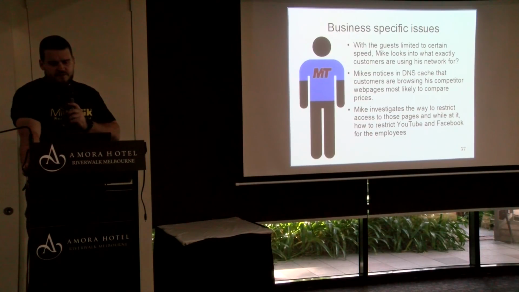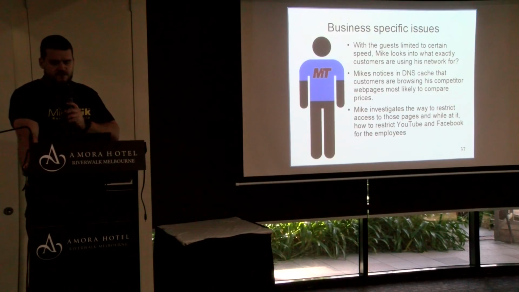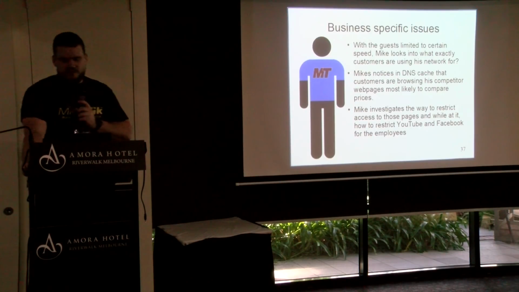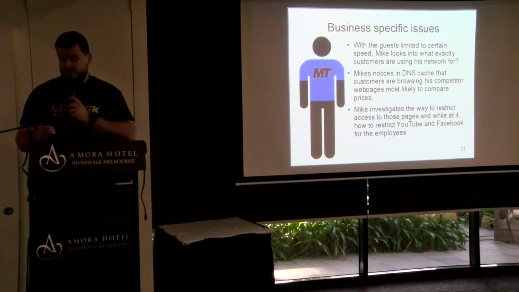Now guests are limited to a certain speed. Mike looks into what exactly customers are using his network for. So he looks at the DNS cache and he finds out that it looks like customers are browsing his competition's web pages, most likely to compare prices. And of course, Mike doesn't want that. Also, he sees that his employees are using the internet too much at work for YouTube and Facebook. So he wants to restrict that also. So he looks into how to restrict those things.